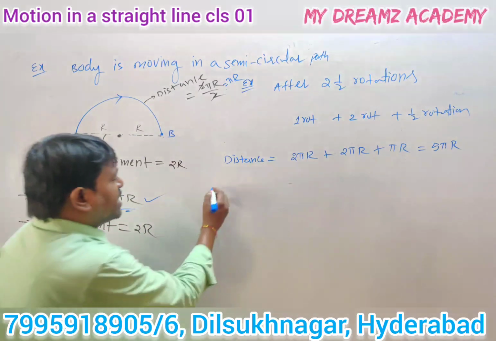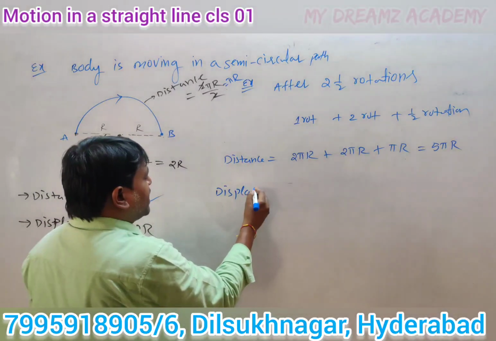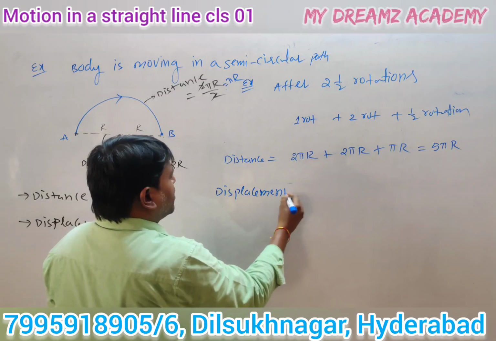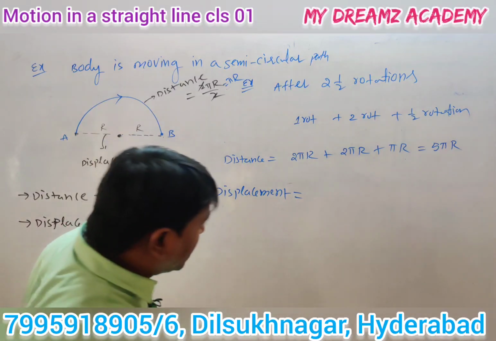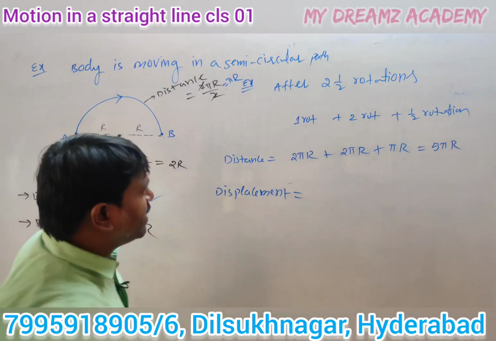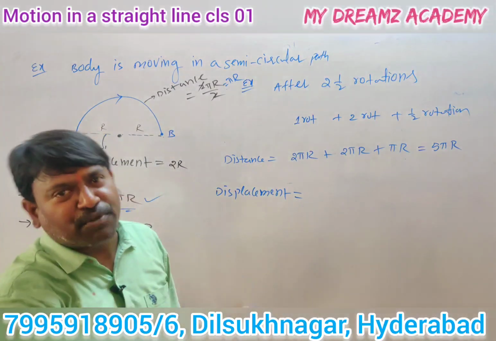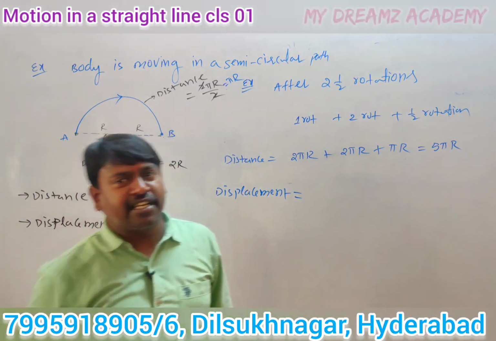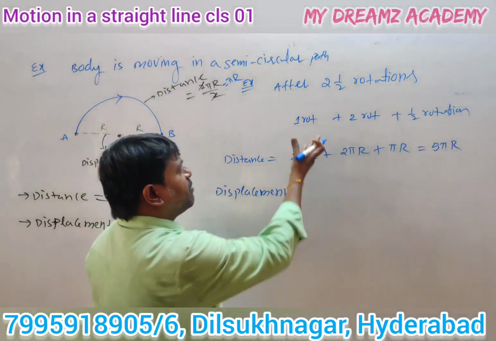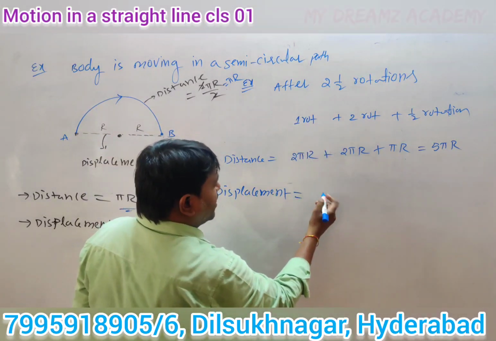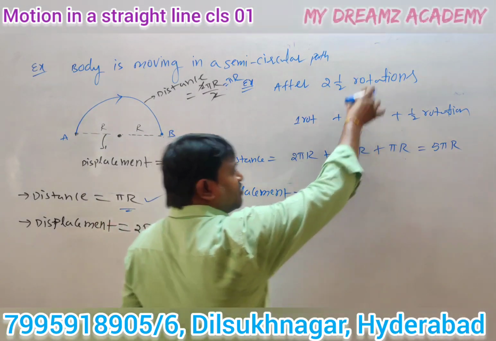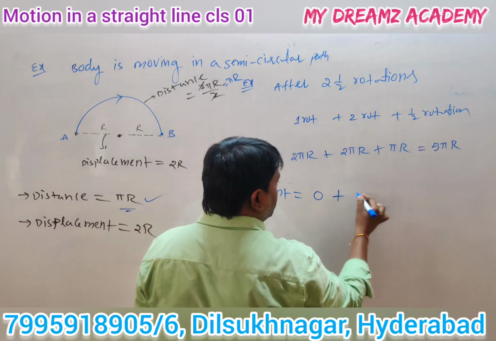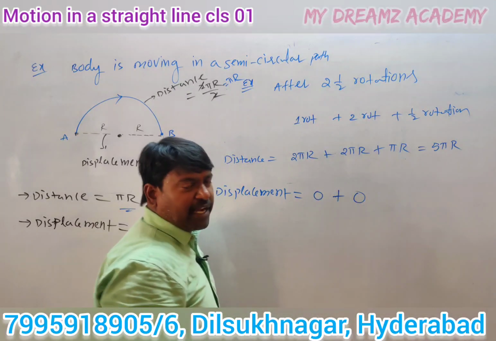Now what is the displacement covered by the body after 2.5 rotations? After one complete rotation, the initial and final positions coincide. Due to that reason, displacement will become 0. After one rotation, displacement is 0. After the second rotation, displacement will also become 0 because it is also one complete rotation.